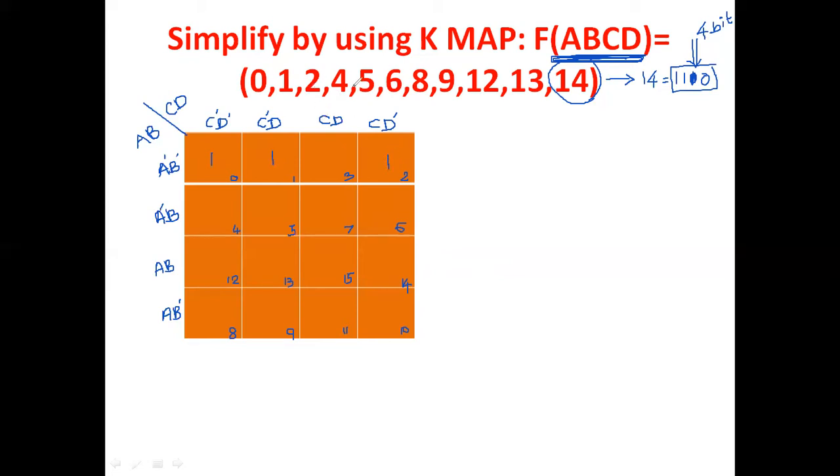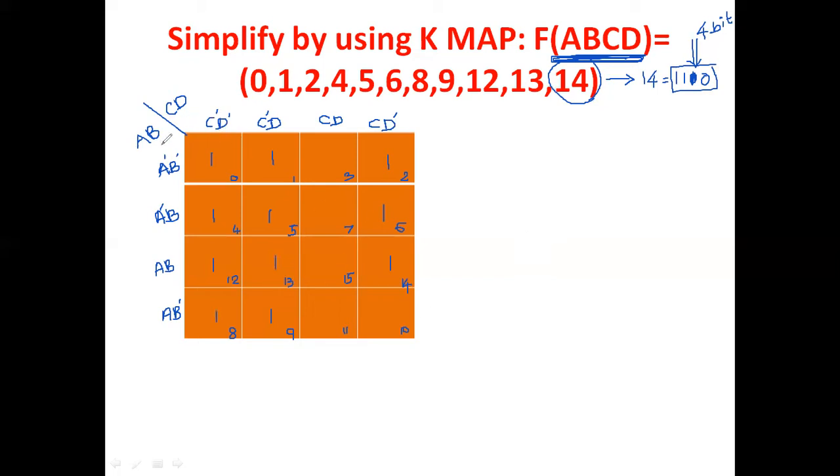Then 4 is given, so I'm putting 1 here. 5 is given, so I'm putting a 1 here. And then 6 is also given, 1. 8 is given, so put 1 here. And then 9 is given, so 1. Then 12 is a number given in that problem, then 13, afterwards 14. That's all. So the next step is also over.